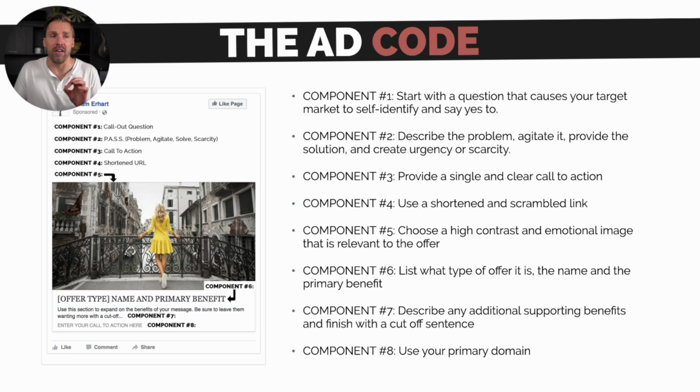All right, component number 5, a high contrast emotional image that is relevant to the offer. There's no benefit in clickbaiting someone to click on an ad and then having them just bounce off your landing page or not take any action whatsoever. So you need it to be relevant to whatever it is that you're selling. We call this ad scent, as in the smell of it. So it's like if someone clicks the ad and then they get to the landing page and it looks completely different, they're going to bounce. And then you've just wasted a click. You've shown Facebook that people aren't really converting. It's not going to work as well for you. So you need to make sure it's relevant.